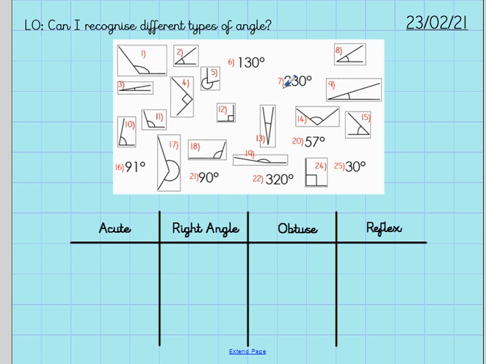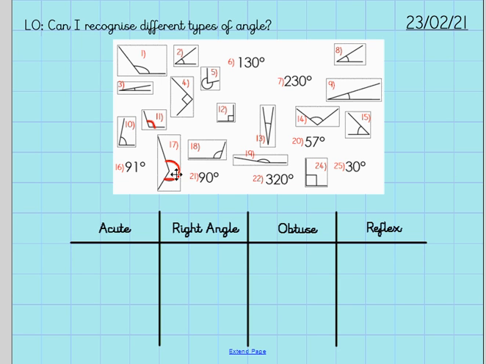Now, the bit that you're going to be measuring is the bit that's marked with this line. So that bit there. So this one here, you're measuring the angle all the way around the outside. You don't need to worry about this little piece in here. We're not measuring that. You're measuring that piece, that angle around the outside. So we're looking at that.